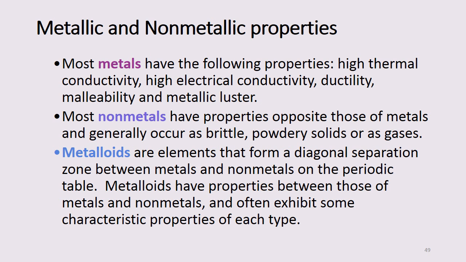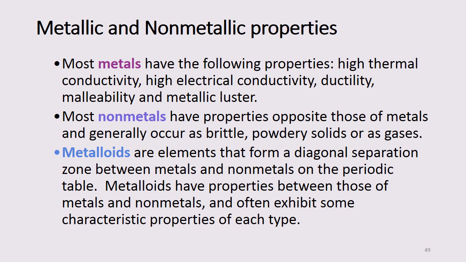All right, so what is the difference between a metal and a nonmetal? You probably already kind of know this because you know what a metal is. Most metals have the following properties. They have high thermal conductivity. That means that they transmit heat very easily, as you probably know if you ever touched a hot frying pan. They have high electrical conductivity, which means they'll let electricity flow through, which is why most wires in our household are metals, copper wire, etc.